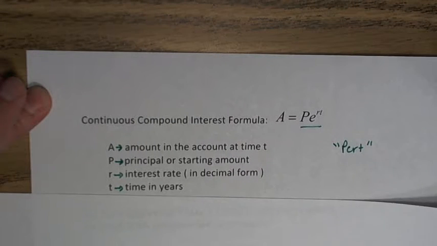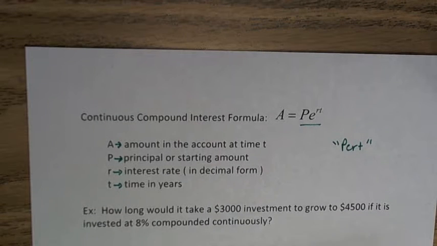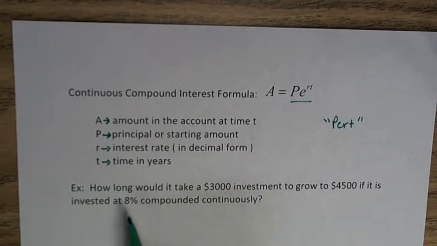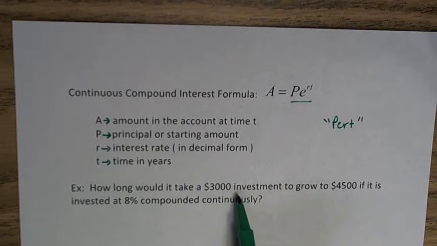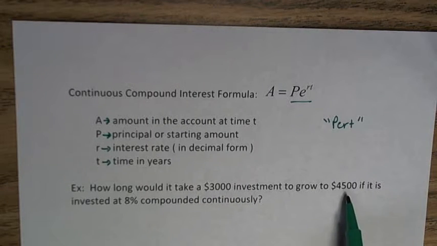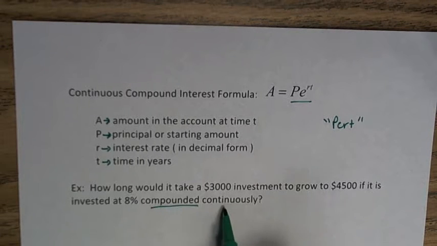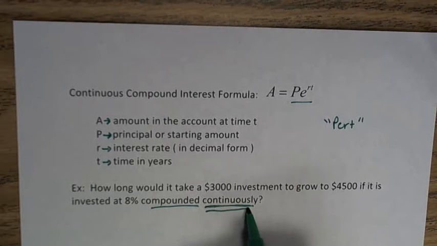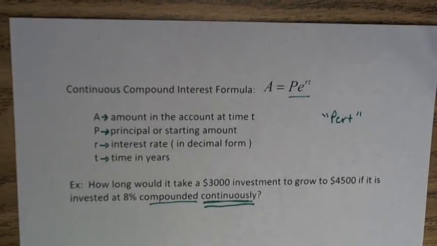Now, let's take a look at an example with this. Now, this example should look a little bit familiar because it's basically the example we did in the last problem. But now it says, how long would it take a $3,000 investment to go to $4,500 if it is compounded continuously? So as soon as you see this word continuously, that is when you can use this formula, and only then. If any length of time was given here, even if this said compounded hourly, we would want to use the formula we just looked at in the last example.